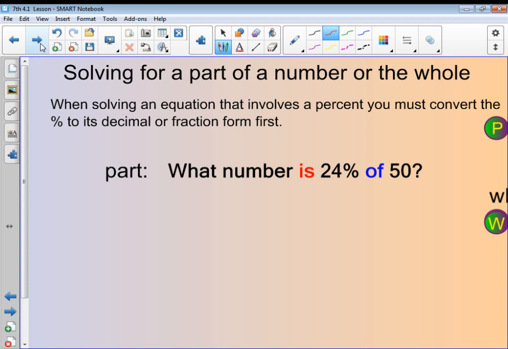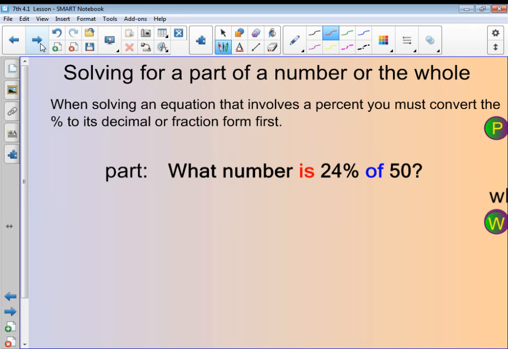Okay, so solving for a percent of a number, or the opposite where they might want us to solve for the whole part. So it says when solving an equation that involves a percent, you must convert that percent to its decimal or its fraction form first. Now, if you wanted to work off of its fraction form, that's okay. You will be allowed to use a calculator when you're working through these, even on the Iowa assessment part of this test, I believe, on the portion where you can use your calculator.